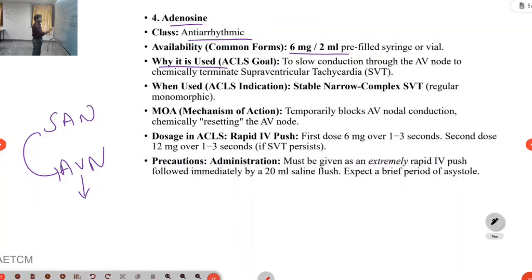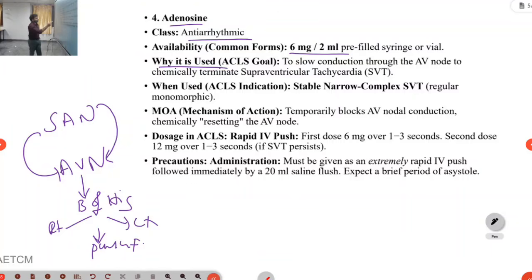From the AV node, the impulse will go to the bundle of His, then the right and left bundle branches, then ultimately into the Purkinje fibers. So in order to slow down the conduction from the SA node to the AV node, we will be giving adenosine.